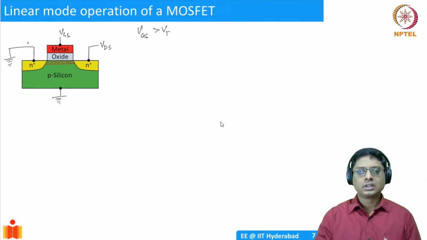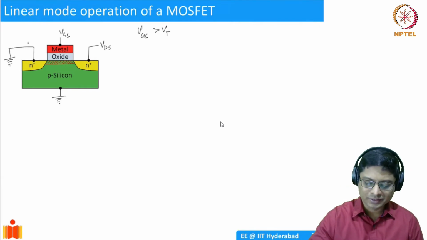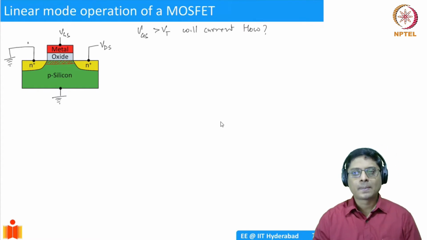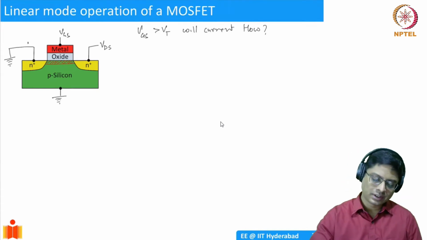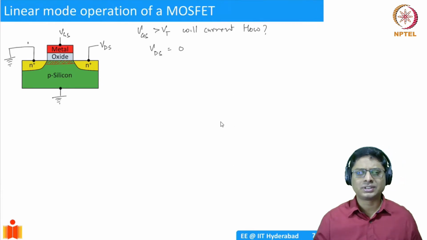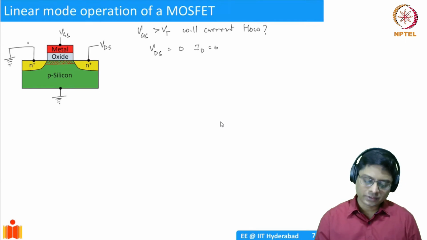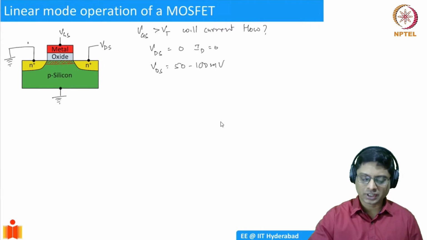Okay. So will the current flow? Back to the same question. Will current flow? The answer is it depends. It depends on the drain voltage. Okay. If VDS equal to 0, then essentially there's no voltage to make the current flow, right? You just have charges. Okay. So ID equal to 0. But if VDS is, let's say, like 50 to 100 millivolts typically, a small voltage, okay?